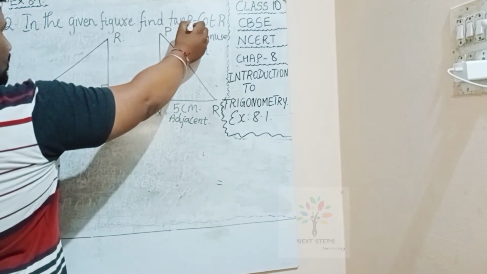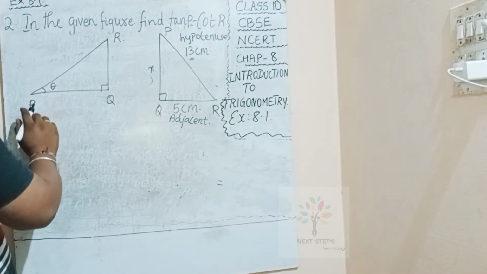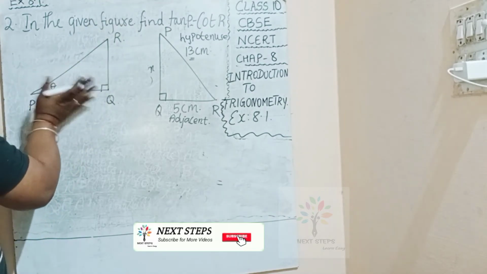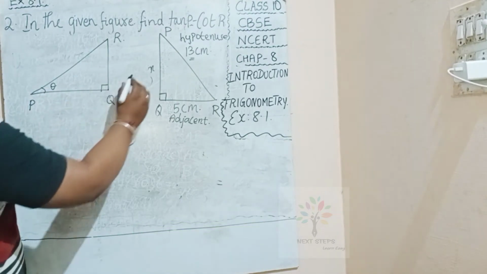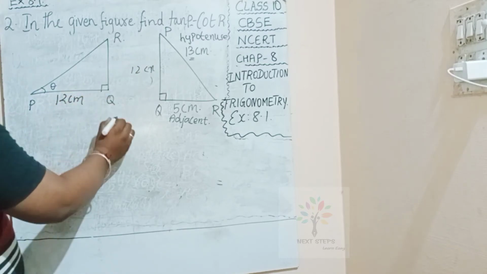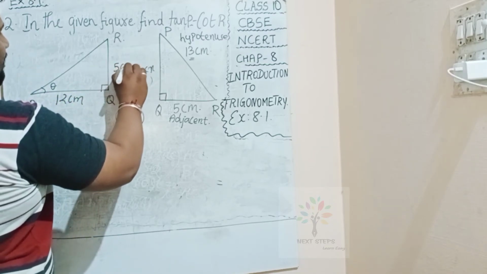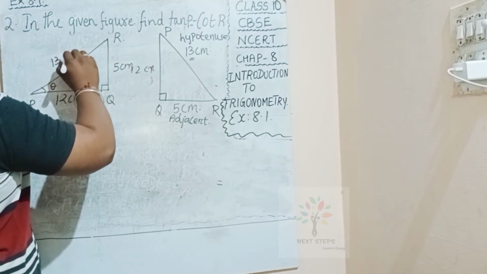Why I am drawing the diagram like this? Here they mentioned tan P, so we have to make the P with respect to theta. So I am just redrawing the diagram once again. What is the PQ value? The PQ value is 12 centimeter, your QR value is 5 centimeter, and your hypotenuse PR is equal to 13 centimeter.